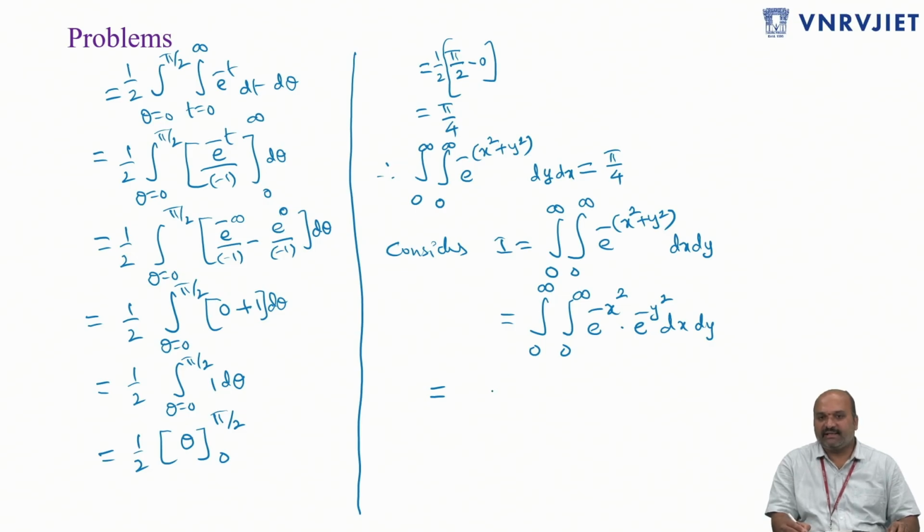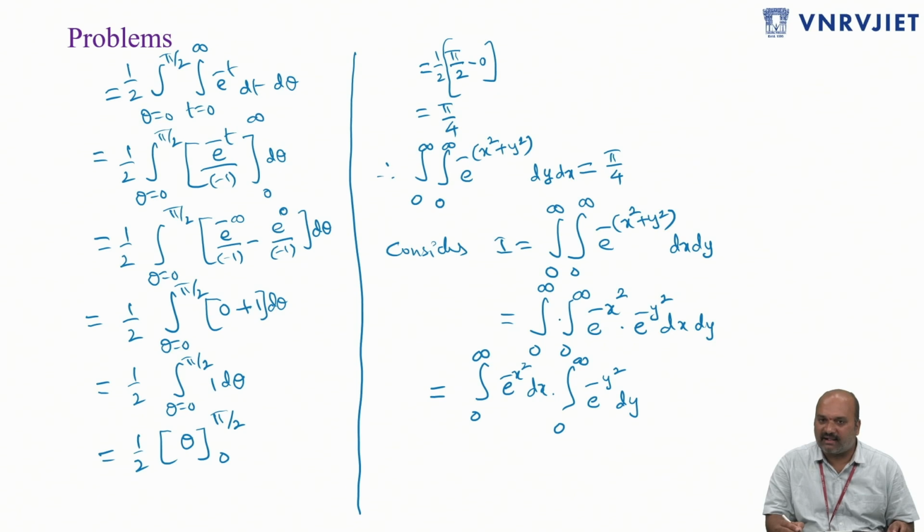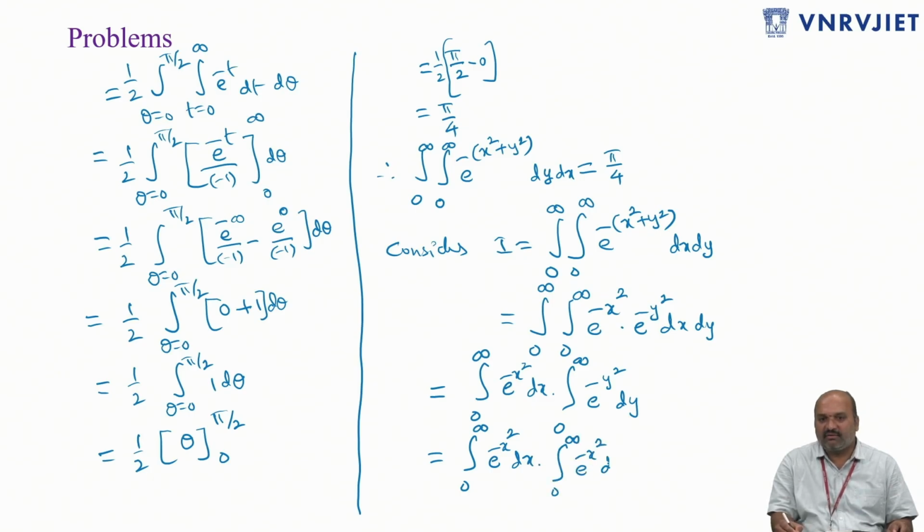So, integral 0 to infinity e power minus x square into dx, into integral 0 to infinity e to the power of minus y square into dy. Since both the integral limits are constants, we can write the integrals like this. And also here, integral 0 to infinity e power minus x square dx into integral 0 to infinity e to the power of minus x square dx.